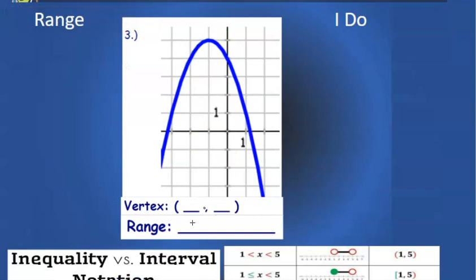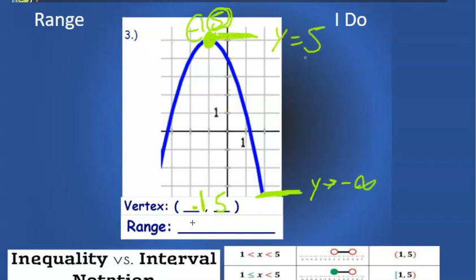Range. So we want to find the vertex. That's this point right here. We have -1, 1, 2, 3, 4, 5. We only care about the y value in this one. Your range is down up y, so we're going to draw a horizontal line at the bottom. Looks like y is approaching negative infinity right there. And the highest was right here, y equals 5, your maximum value. So your range is going to be from negative infinity to 5. And 5 will be included.